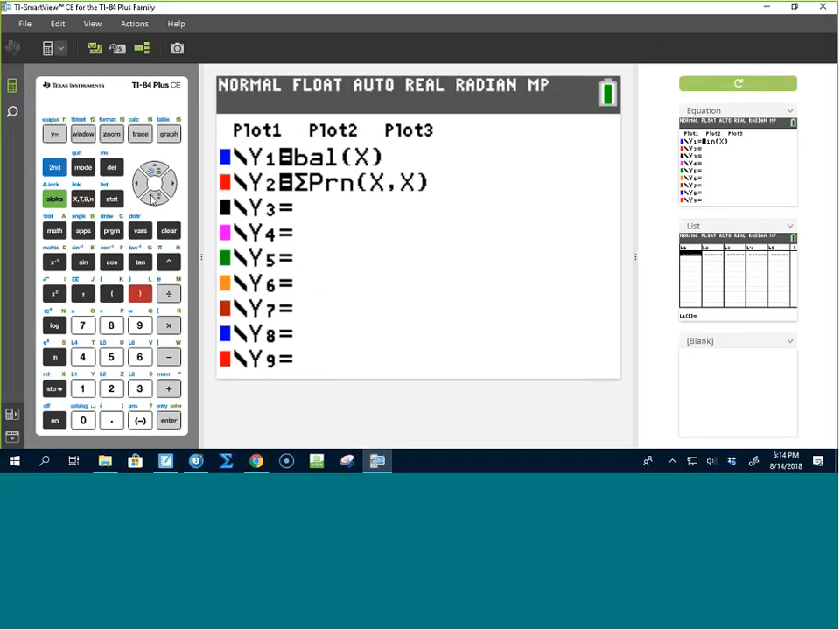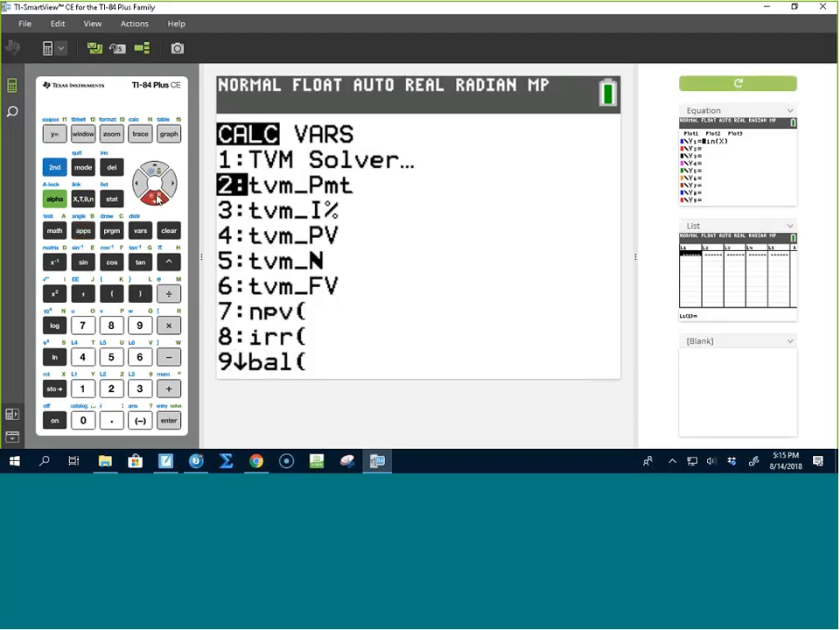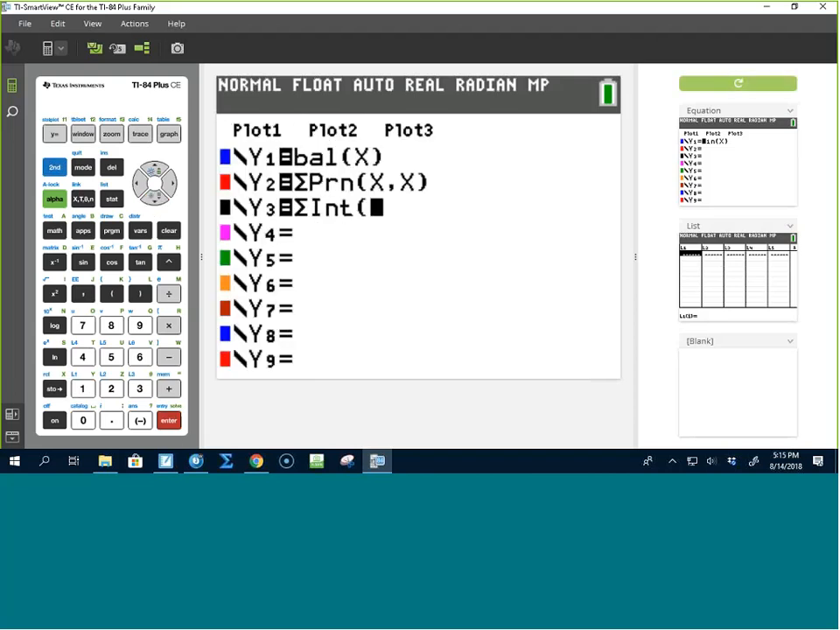And then the last column I'm going to do is go back into the app for the finance, and this time I'm going to sum the interest payments. And for the interest payments, we need to have a beginning and then an end, so this is going to be x comma x as well.